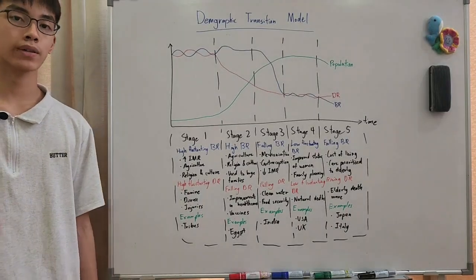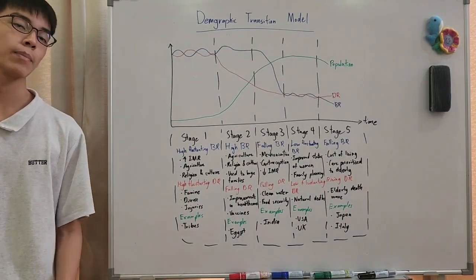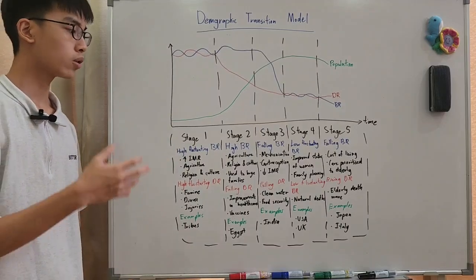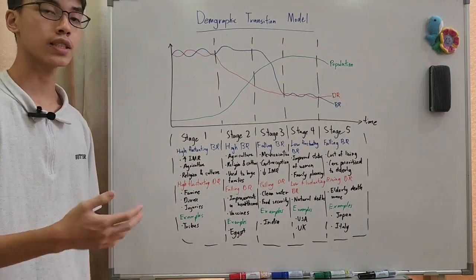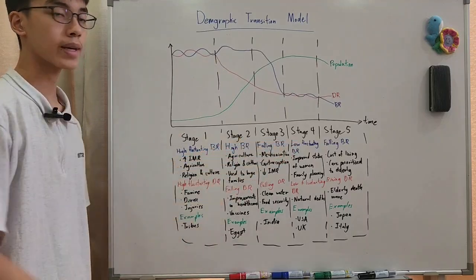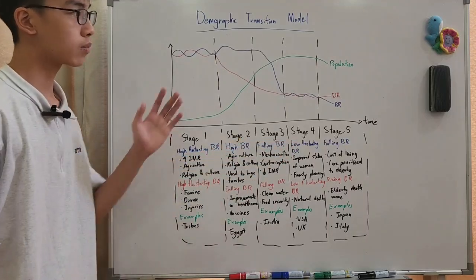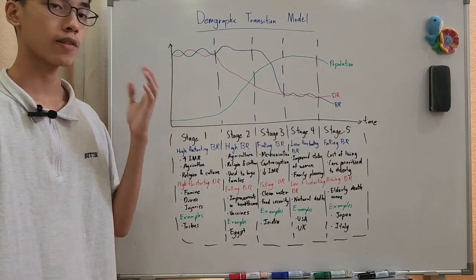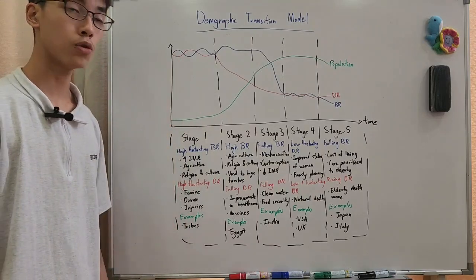Hi everybody, let's talk about a demographic transition model, or DTM. So a DTM is this diagram over here which draws the changes in birth rates and death rates, and also your population over time. Your horizontal axis is time, and your vertical axis is either population, birth rates, or death rates. Population is here in green, death rates is here in red, and birth rates is here in blue.